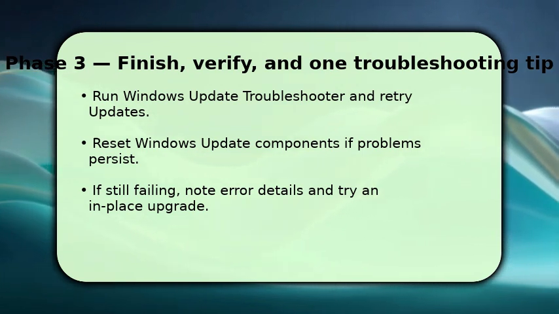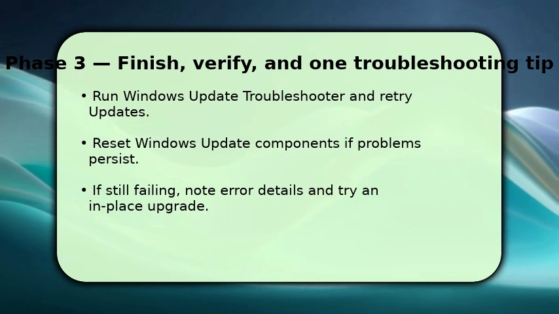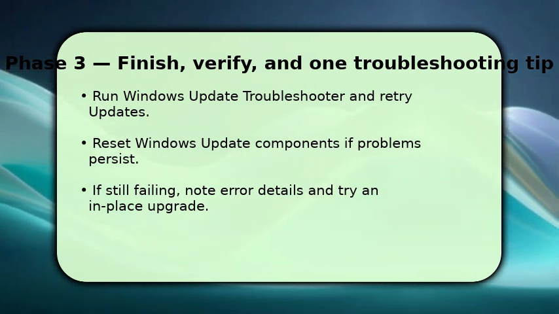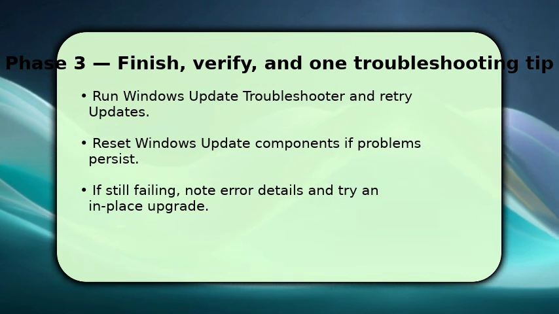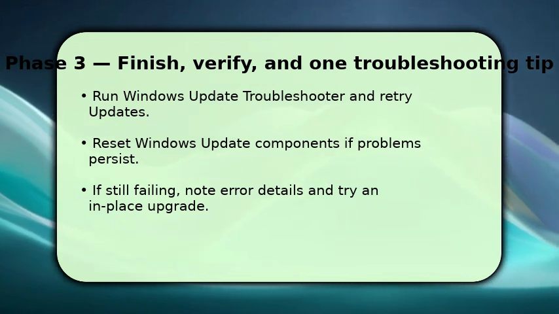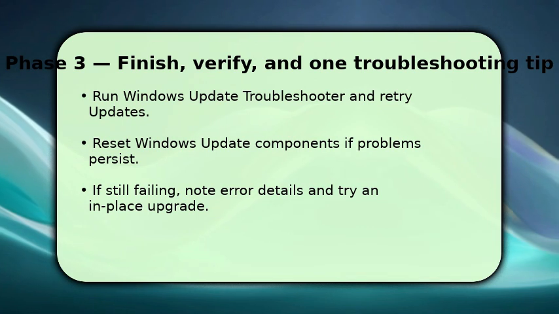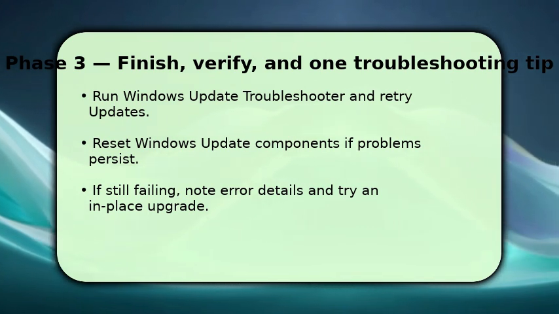0x800f0831. If that still fails, perform an in-place upgrade repair using the Windows 10 installation media. It preserves apps and settings while repairing the update stack. If problems persist, note error text and logs for targeted help.